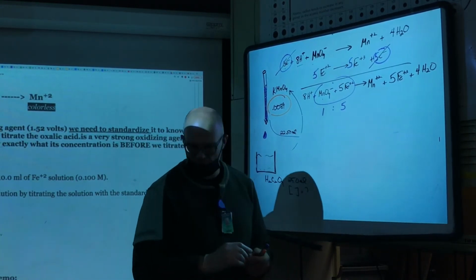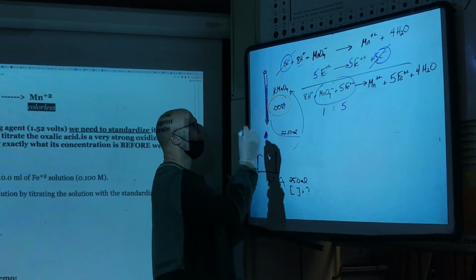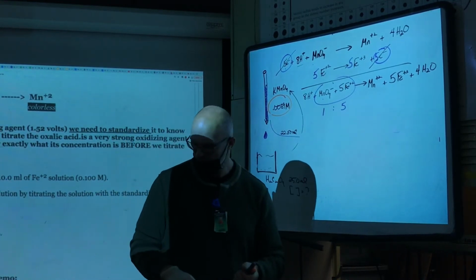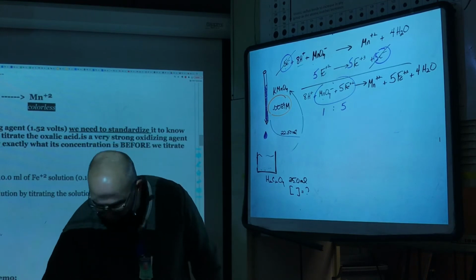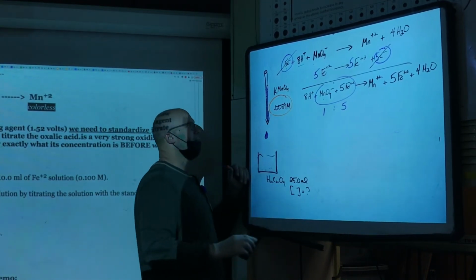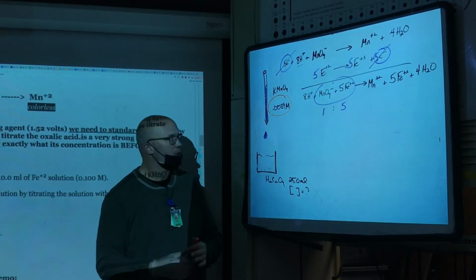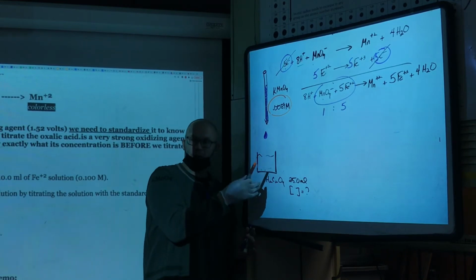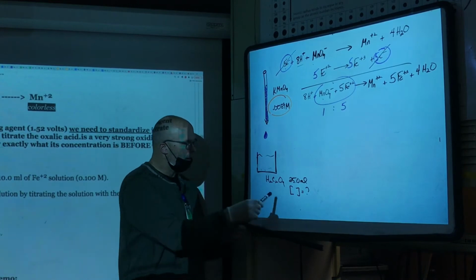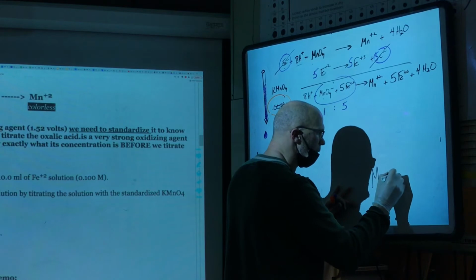What do we know now? After the standardization, we know that the concentration of the potassium permanganate is 0.0089. So what we're going to do now is the same kind of math. How do I solve for this? We're going to titrate this. It's going to go clear until it persists. We're going to stop. To solve for the molarity of this, molarity, of course, is equal to moles over liter.